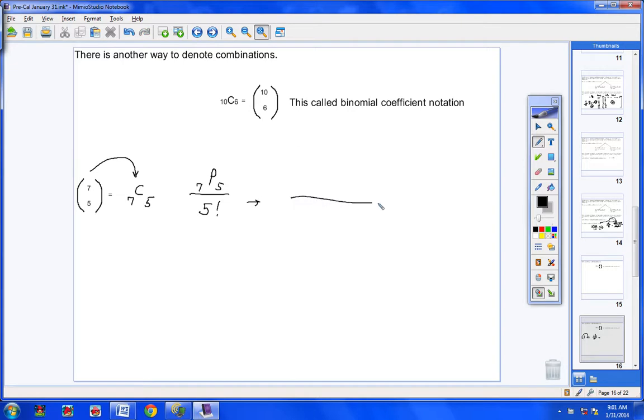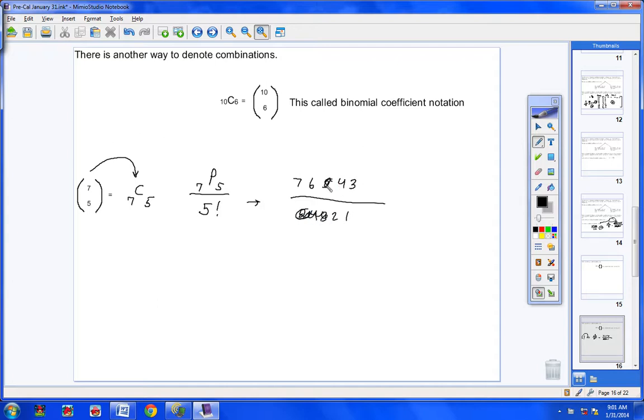The numerator would look like this. You have a group of 7, you're taking it in sets of 5, so you'd have 5 blanks, so it'd be 7, 6, 5, 4, 3. And then down here we would have 5, 4, 3, 2, 1. I think I can do this faster than a calculator.